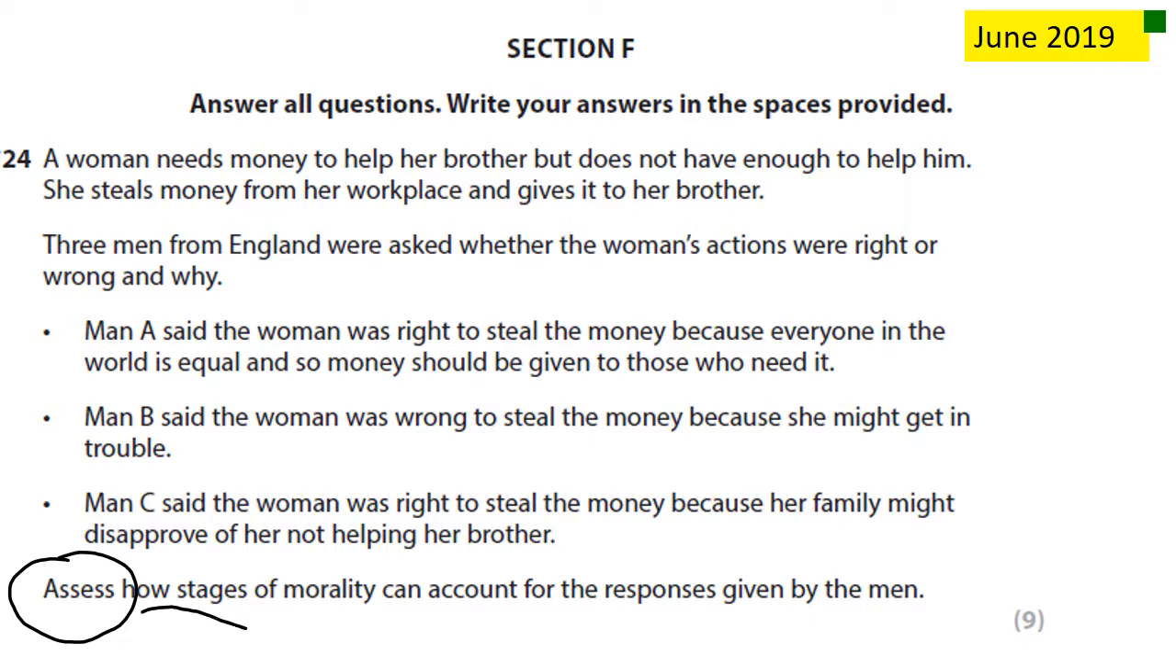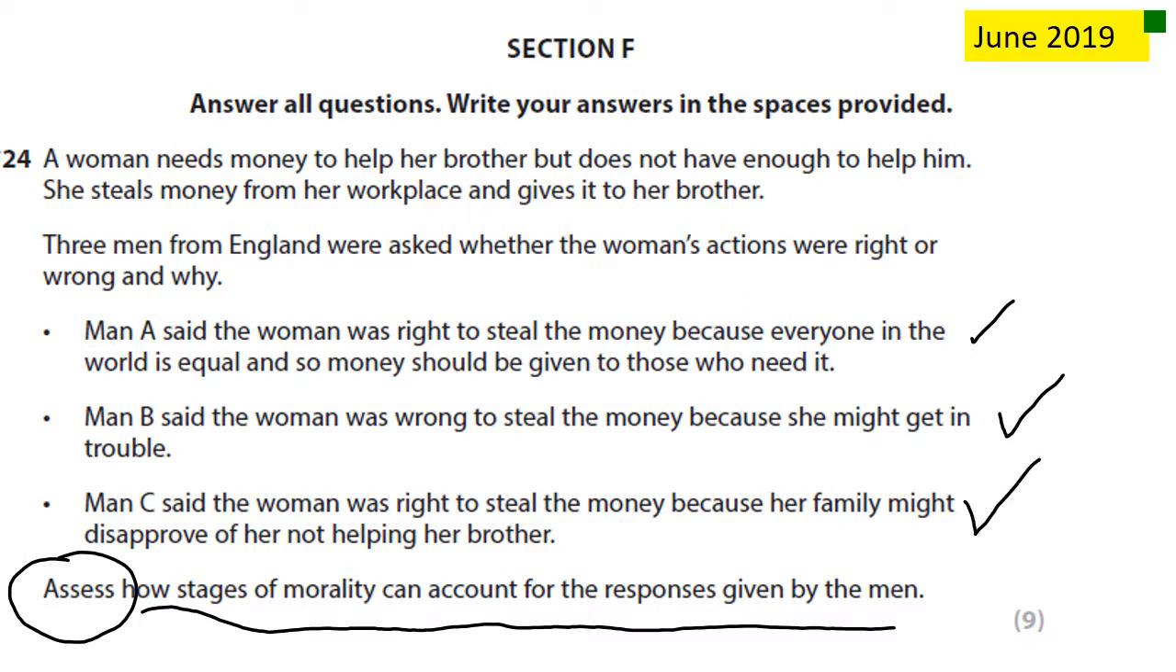So how the stages of morality can account for the responses given by the men. You've got to directly say, this man is in this stage of morality, this man is in this stage of morality, and this man is in this stage of morality, and that's why they've said what they've said. Just to be clear, this 9 marks down here as well, and I'll talk about this more on the second slide, is always built up of AO1, AO2 and AO3. So again, you've got to make sure that we're describing the theories of morality and the stages of morality.